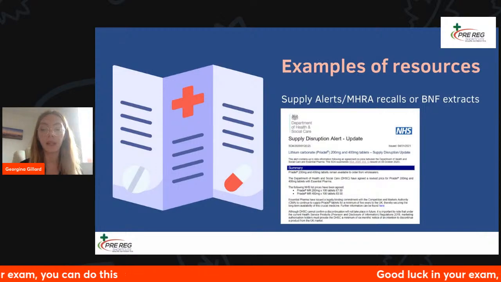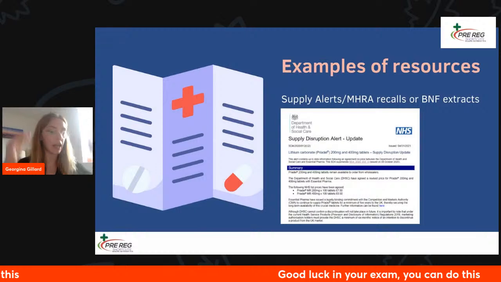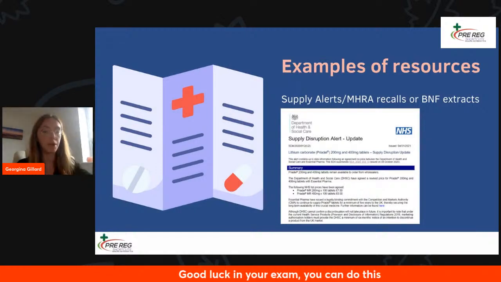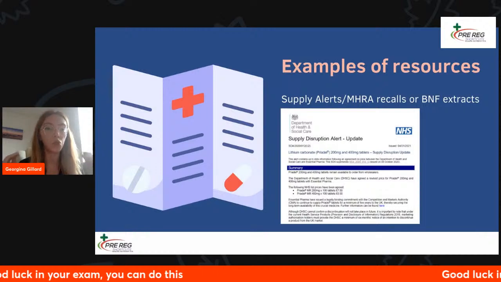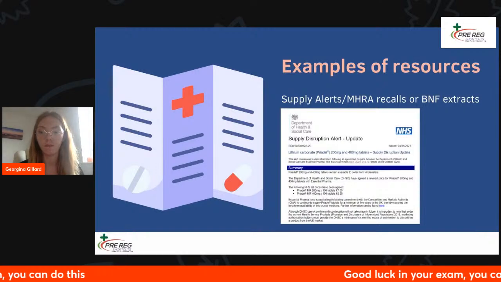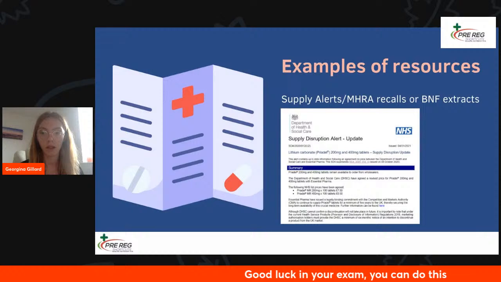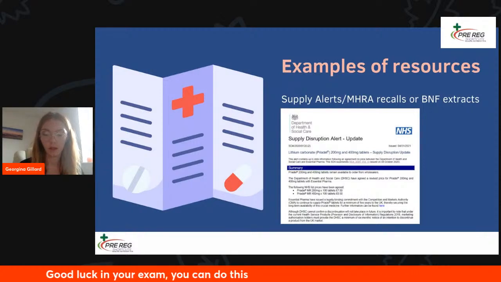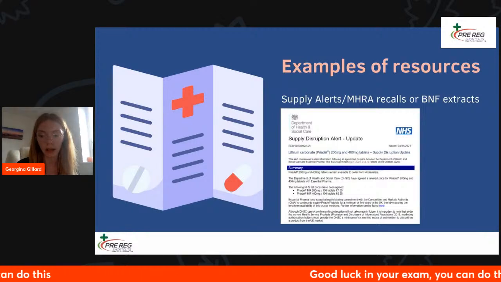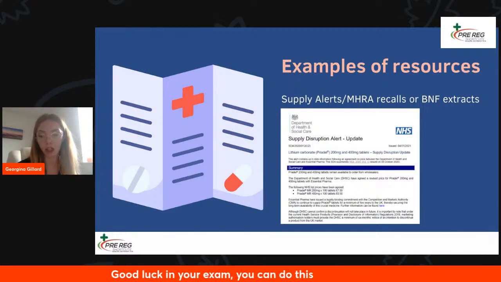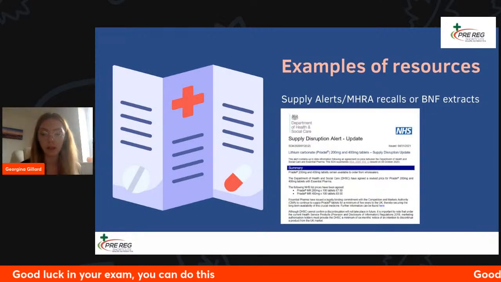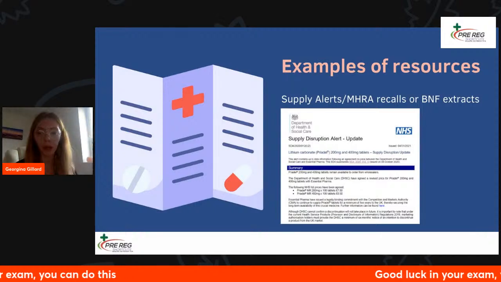Where would you find that information? In a BNF extract. Let's save your time in the GPhC exam. If it was going to be a question about that sort of conversion, where in the BNF would you find that information? Where would you find that information, guys? It's always going to be in the one place. The BNF extract, the format of it never changes. It's always going to be in the one place.